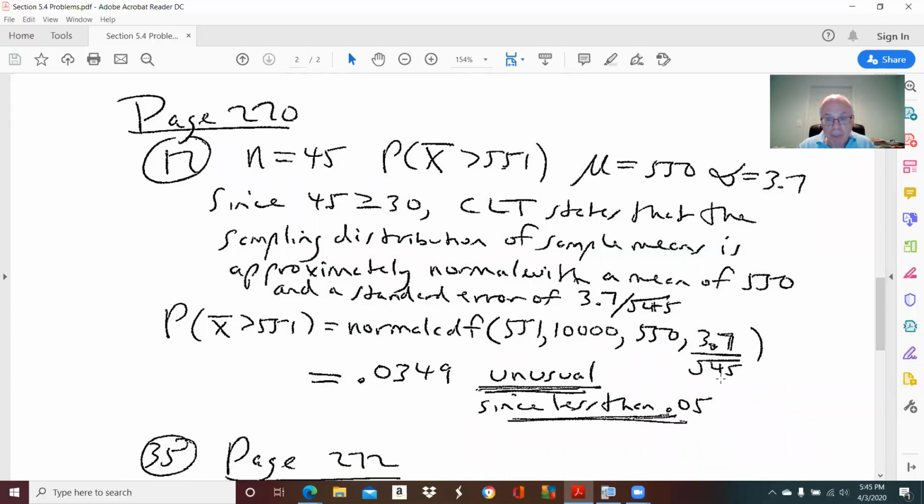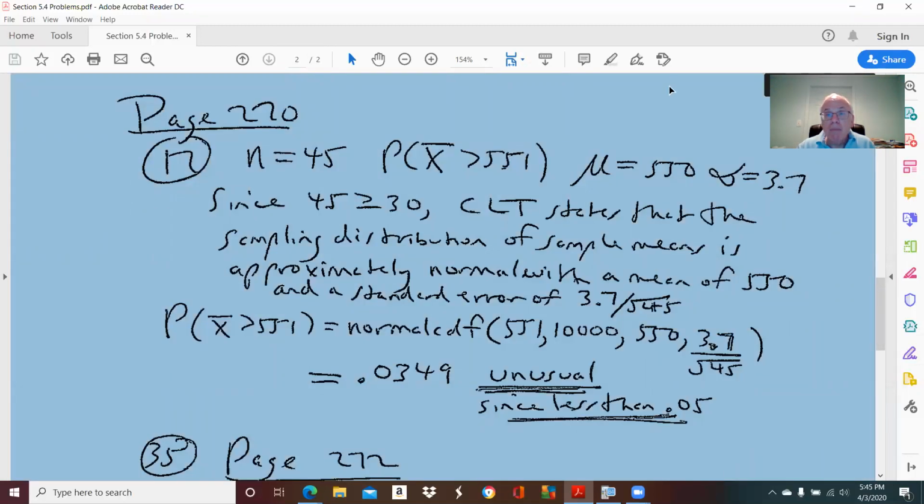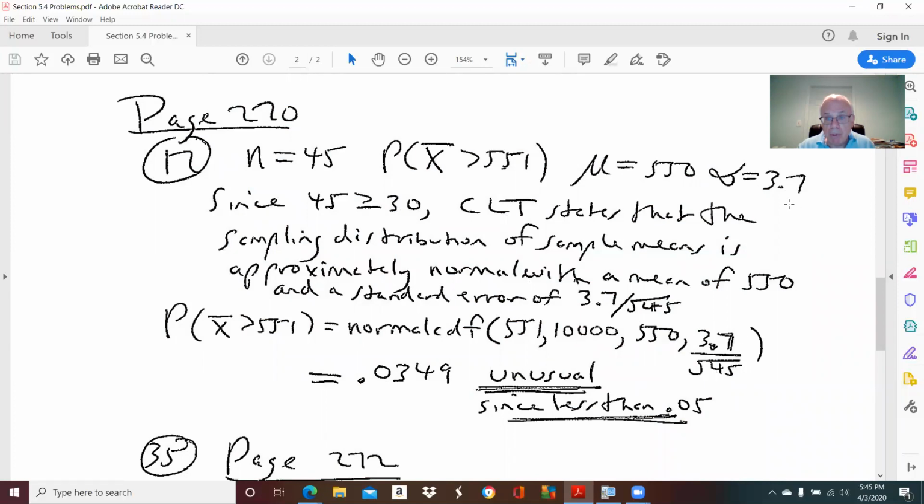Now, notice that you don't have to estimate your standard error. You can simply put it in as 3.7 divided by the square root of the sample size, 3.7 being the population standard deviation. Notice the answer is 0.0349. This is considered unusual. In other words, if the population mean is actually 550, and you want to know the probability of getting at least 551, the answer is almost 3.5%, and that's considered unusual because anything under 5%, 0.05, is considered unusual. So there's a small chance, about 3.5%, that if the mean is 550 you would get 551 or higher.